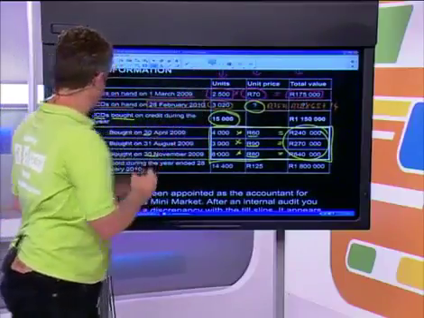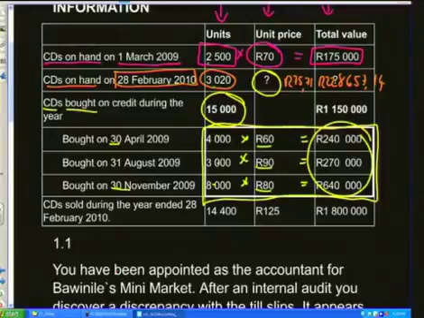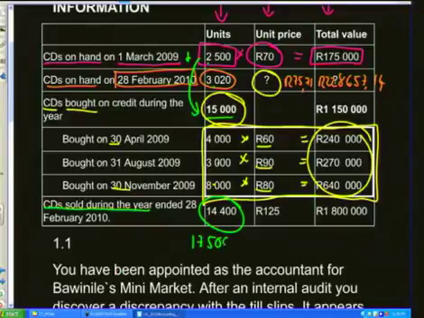If we look at the units, we started with 2,500 CDs, and at the end of the year, we've got 3,020 left over, and during the year, we purchased 15,000. Okay, so far, there's no problem. But they tell us that the CDs sold during the year were 14,400. Okay, so we sold 14,400 CDs during the year. We started with 2,500. We purchased 15,000. So actually, remember we calculated it earlier, we should have had 2,500 plus 15,000. There were 17,500 CDs available for sale. Then we sold 14,400 of them.